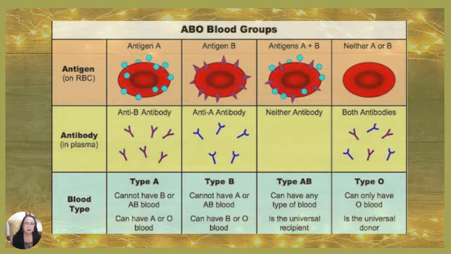If you have type AB blood, you have both A and B antigens. This means you are a universal recipient and you can receive any type of blood. However, you can only donate blood to other people who have type AB blood. If you have type O blood, which has no antigens, you are a universal donor. You can give blood to anyone without triggering an immune reaction, but you can only receive type O blood.